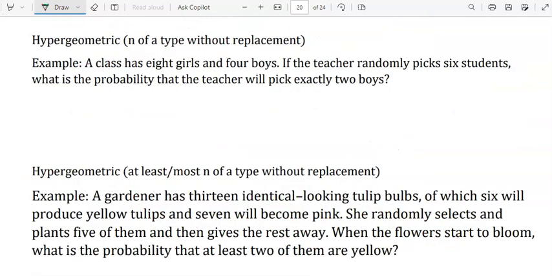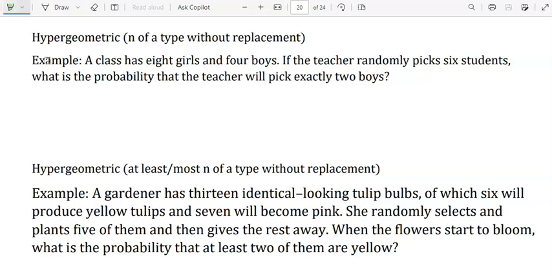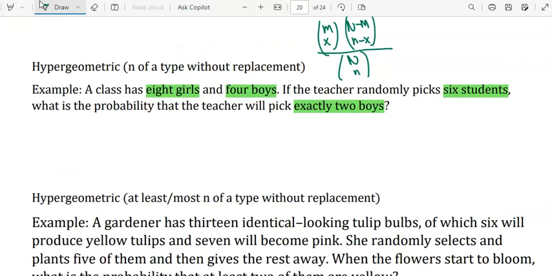Now let's look at the hypergeometric distribution examples. Example: a class has 8 girls and 4 boys. If the teacher randomly picks 6 students, what is the probability that the teacher will pick exactly 2 boys? The formula for this is m choose x times n minus m choose n minus x, all divided by n choose n.